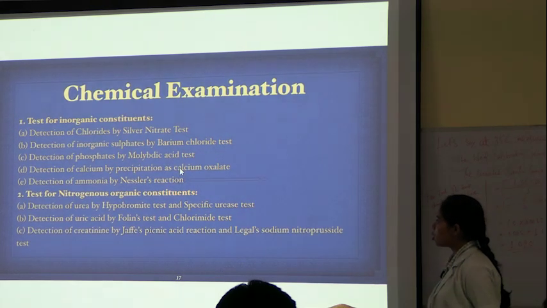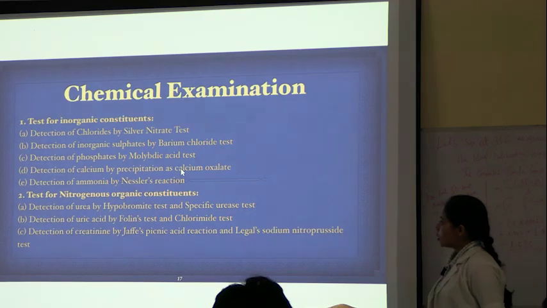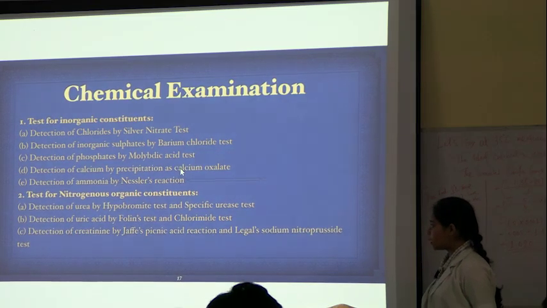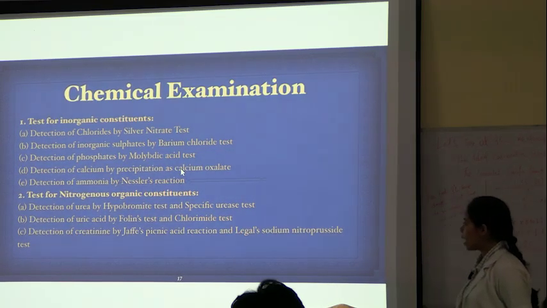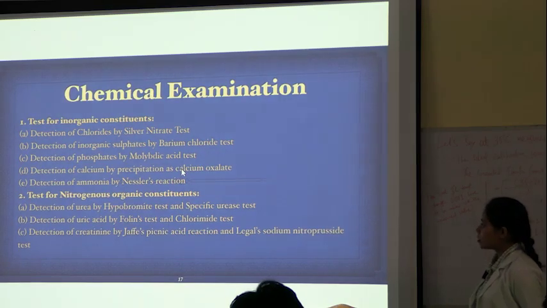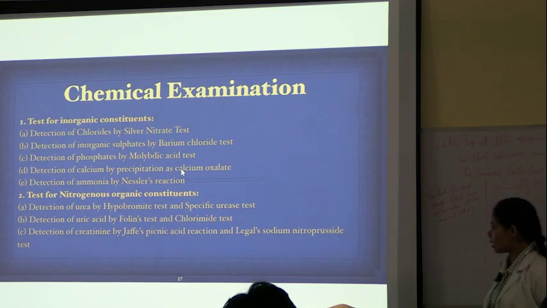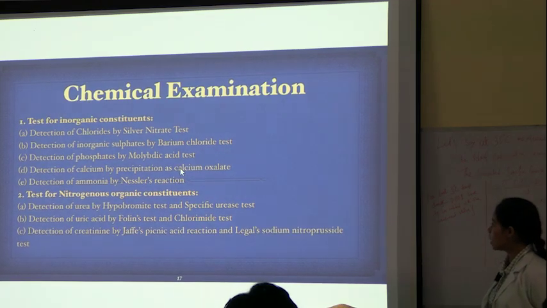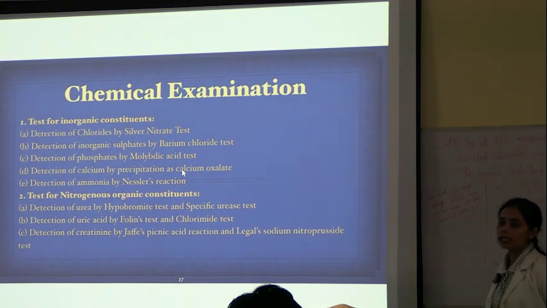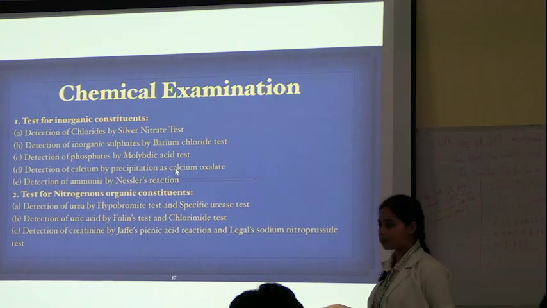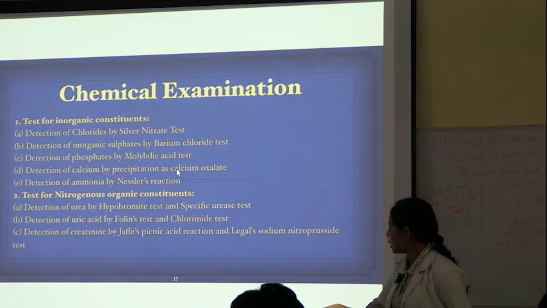Tests for nitrogenous organic constituents: detection of urea by hypobromite test and specific urease test, detection of uric acid by Folin's test and chloroimide test, detection of creatinine by Hafez picric acid reaction and Legal's sodium nitroprusside test. These are the names for now, but whatever is required you will do in your labs. This comes in the chemical examination.